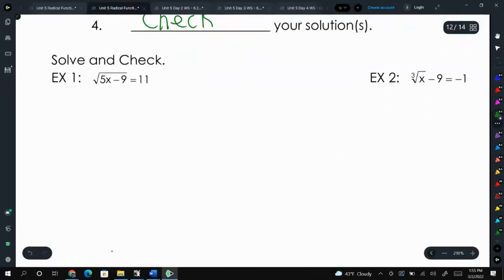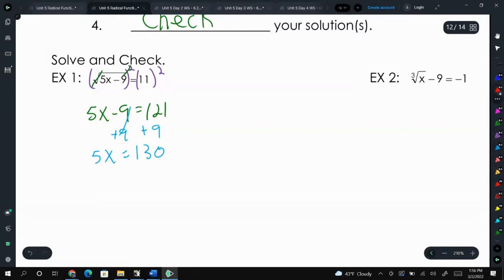So example 1 here, we already have the radical by itself. So we're going to square both sides. And when we square both sides, we cancel out the square root. We get 5x minus 9 equals 121. We're going to add 9 to both sides. We get 5x equals 130. Divide both sides by 5, x equals 26.